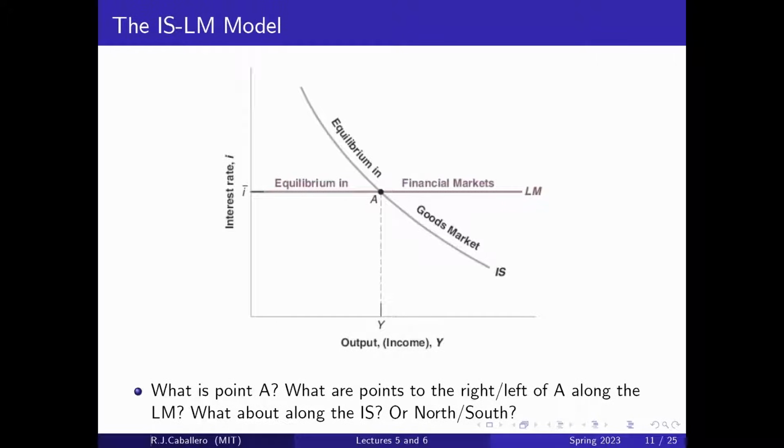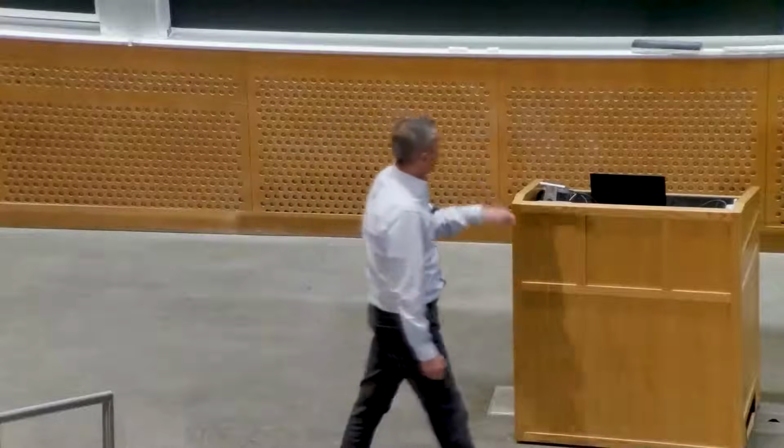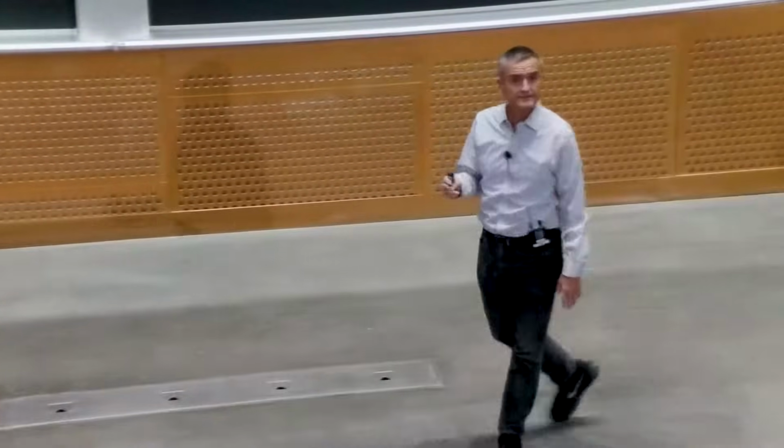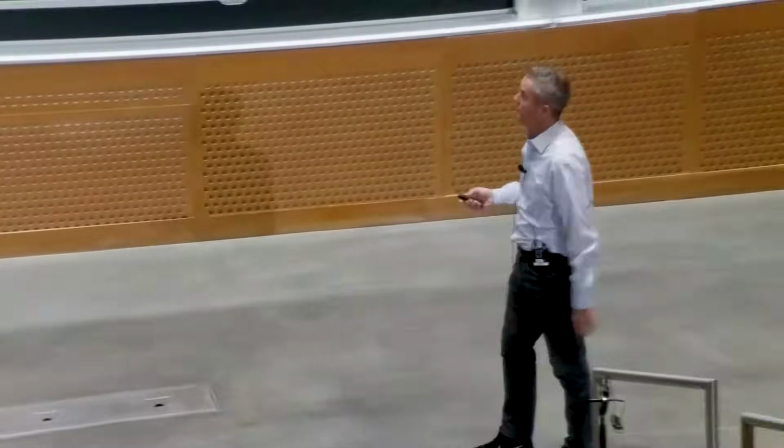Okay? So now we found an equilibrium. We found a combination of interest rate and output that is consistent with equilibrium in both goods markets and financial markets. And that's what the IS-LM model is about. It's about finding those combinations. Okay? Good. Is this very clear? Yes? Okay, good.